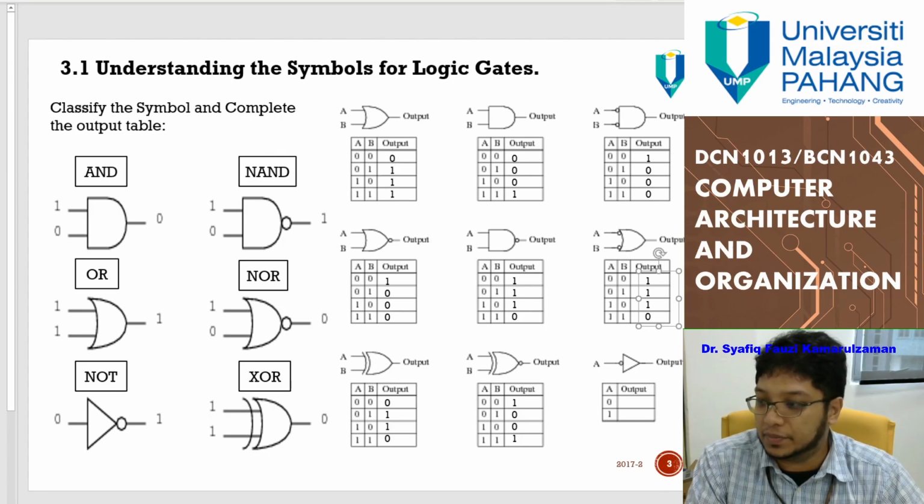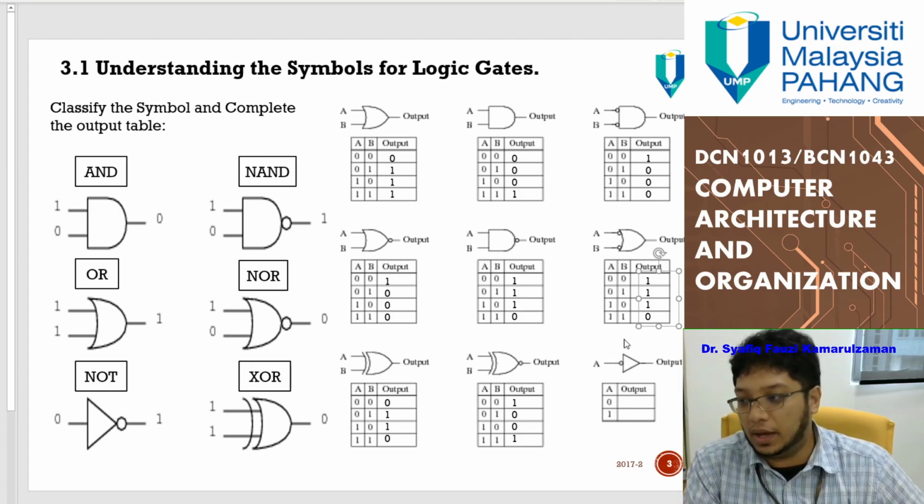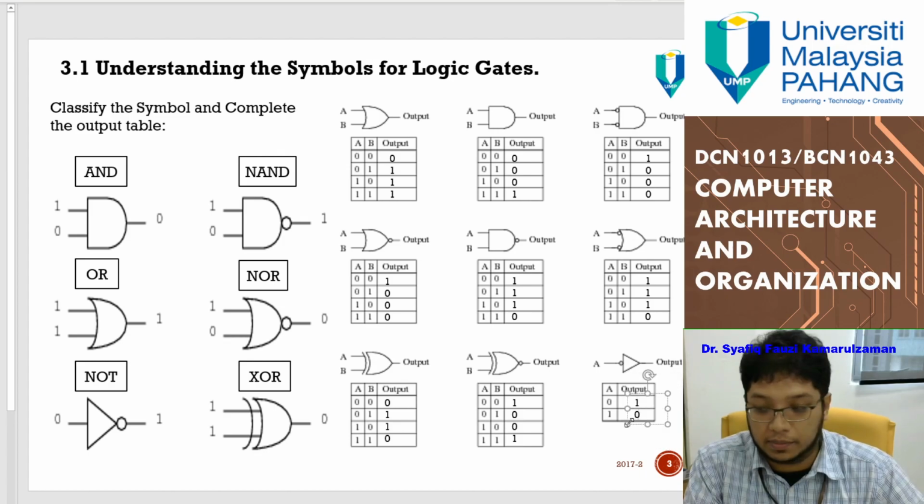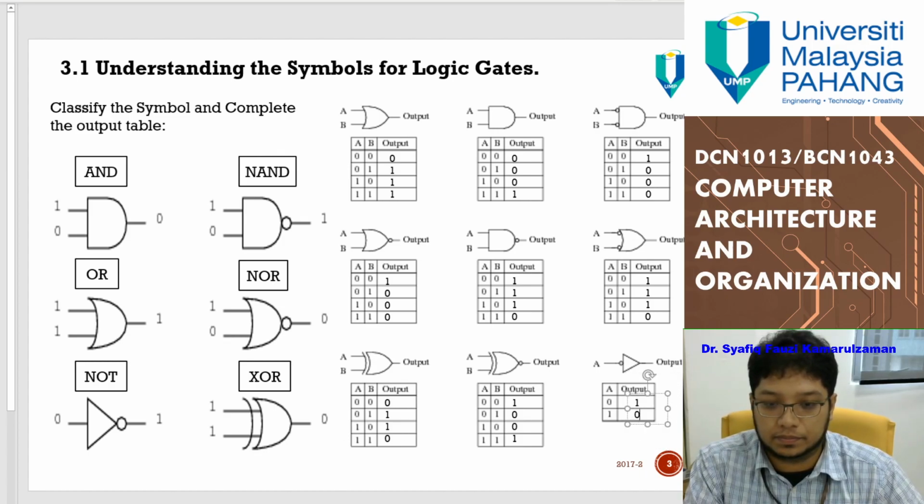And then finally you have a NOT gate. This is basically the same NOT gate, just the symbol is different. So in this case, 0 becomes 1 and 1 becomes 0. Just like that.